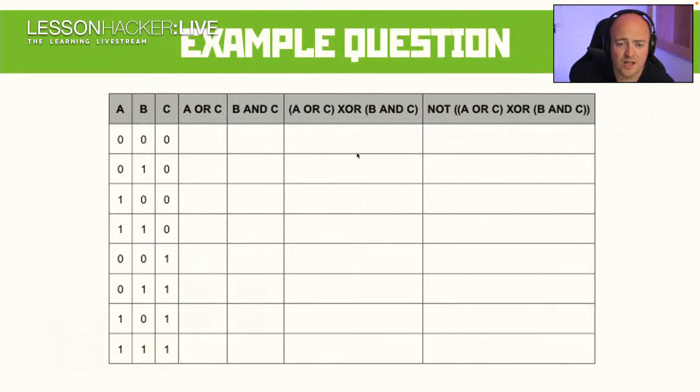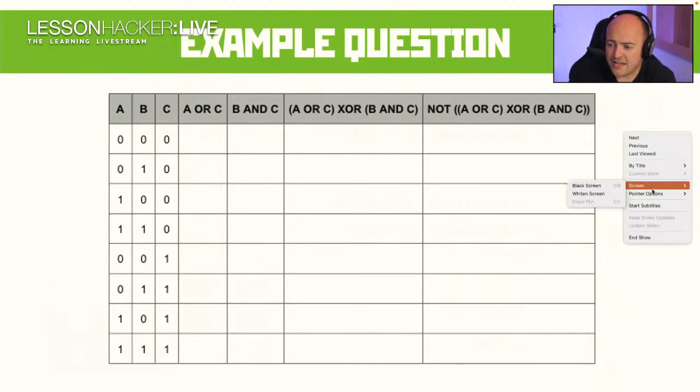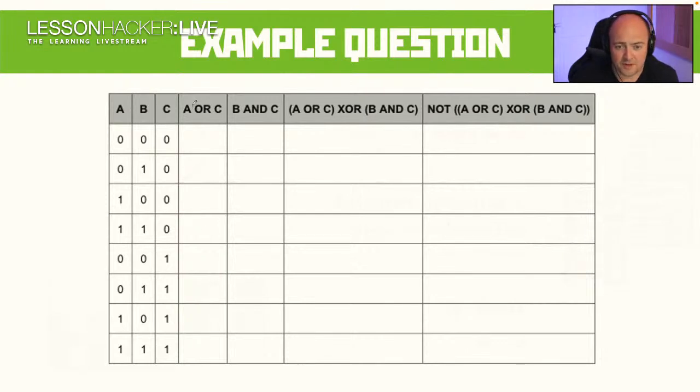The classic example of a truth table is this one. And what we need to do here is very, very straightforward. We are going to go down and fill in the truth table. Now we've got an OR here on A or C. So in the A or C column, I'm looking for a one. Nope, nope, yes, yes, yes, yes, yes, yes.